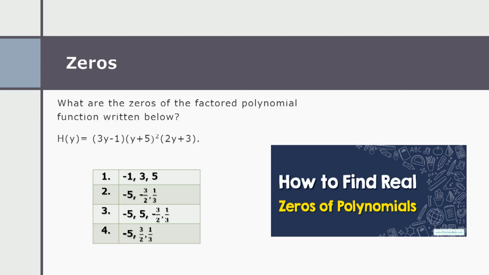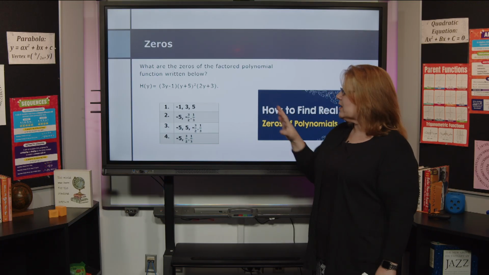What are the zeros of the factored polynomial function written below? H of y equals 3y minus 1 times y plus 5 squared times 2y plus 3. The best way for us to do this is our Desmos skill. That is the best way for us to work this problem.